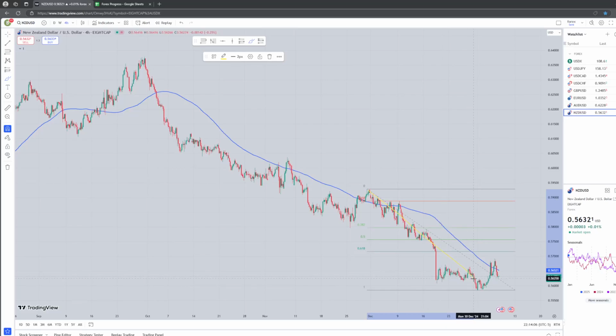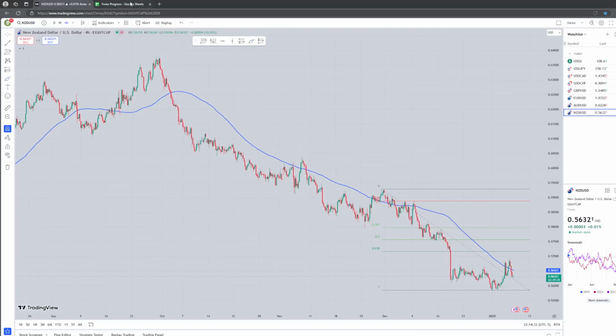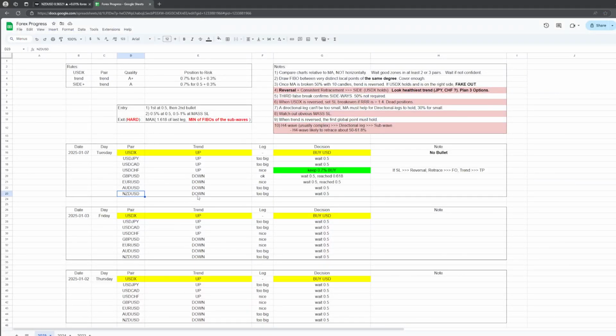Okay, New Zealand dollar USD. Here we have the down leg like this. Now the market seems to be retracing, faking out a little bit. Now it seems to be returning into the original trend. If the market somehow retraces into the 50% retracement zone here, it will be a nice one-to-one risk and reward ratio opportunity here. Okay, so let's write it down. New Zealand dollar USD down, too big, too big.